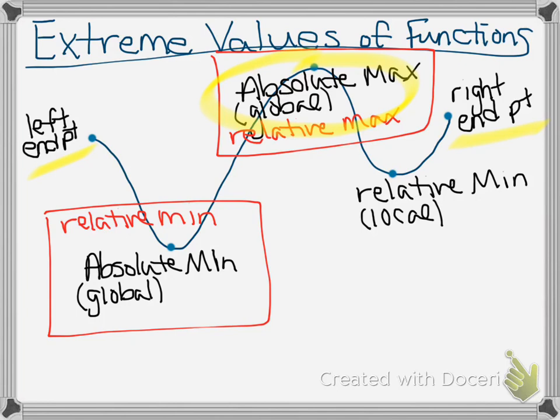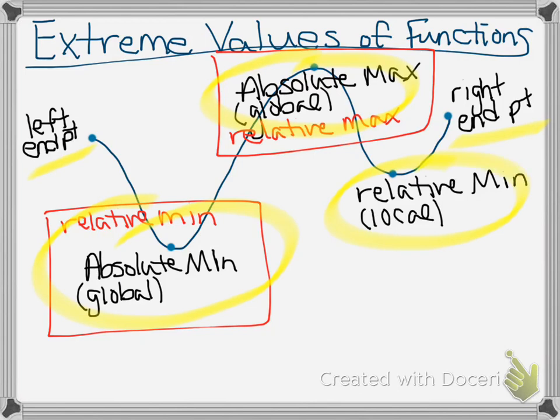You can see that in terms of the entire graph, it is the highest absolute max, also referred to sometimes as global. If you look within the red box in terms of the neighboring area, we do have the ability to call it a relative or local max. Same goes on down here for our absolute min. It is the lowest point on our graph, so it is an absolute min. But in terms of that neighboring area, it is also a relative min.